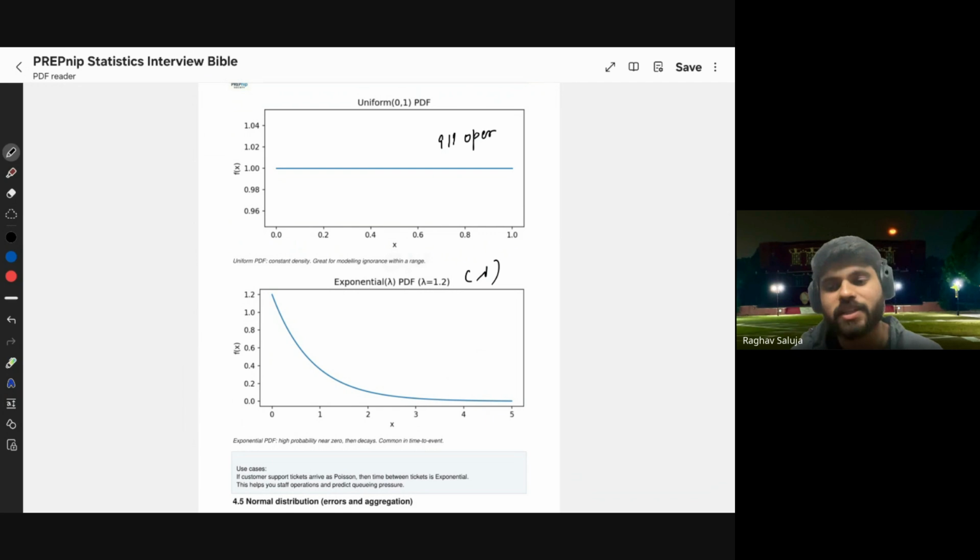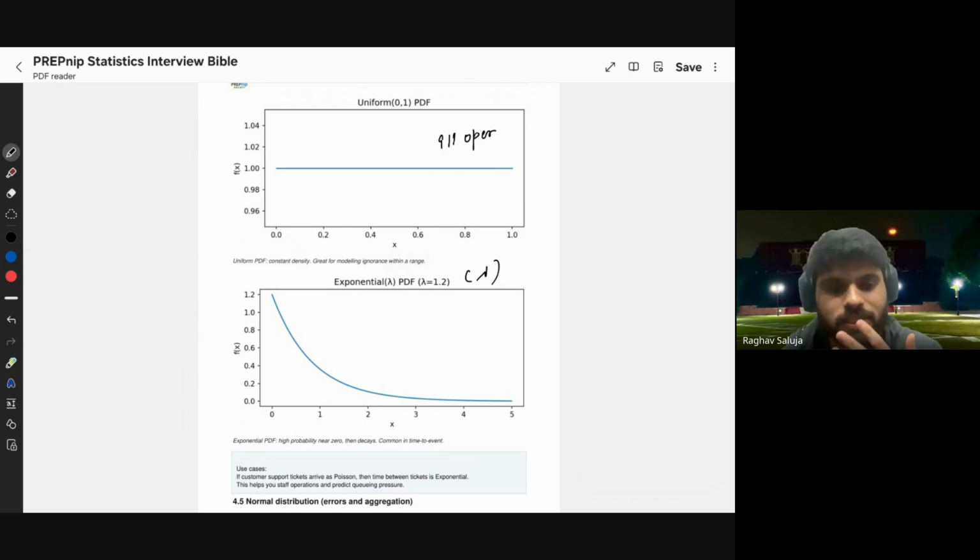The magic part is it is memoryless. By memoryless, what I mean is, if you have waited 10 minutes for a call, the probability of it ringing in the next minute is the same as if you just sat down. The universe doesn't owe you a call.